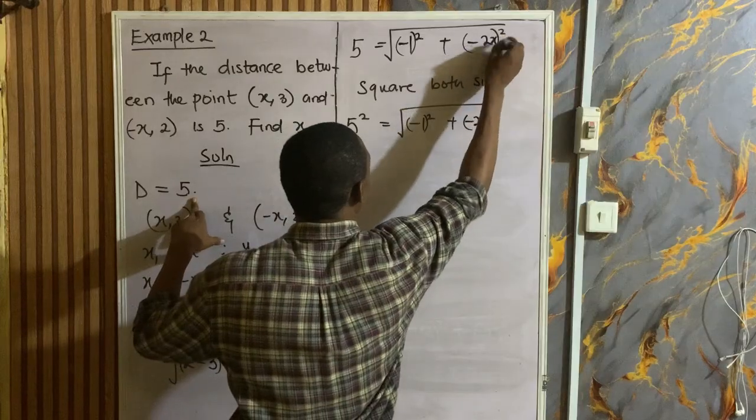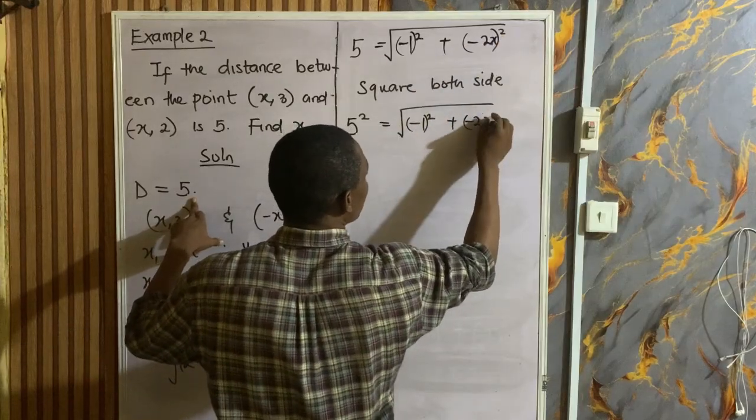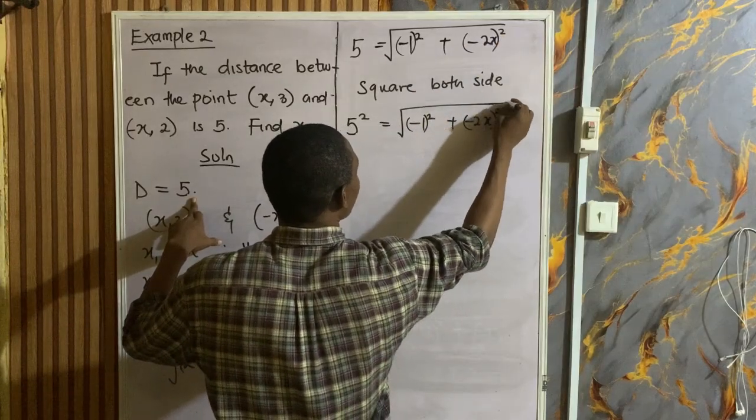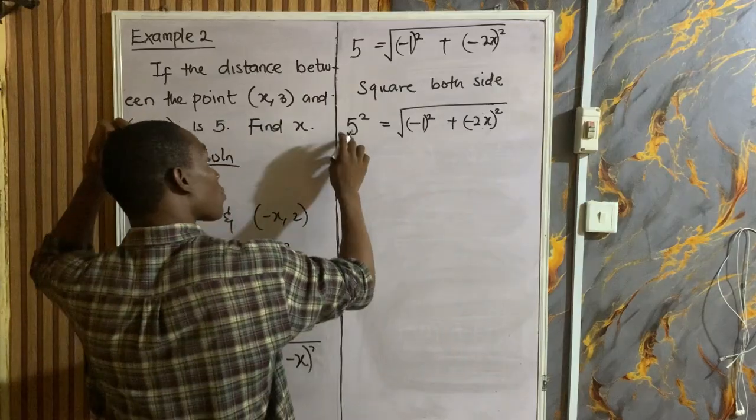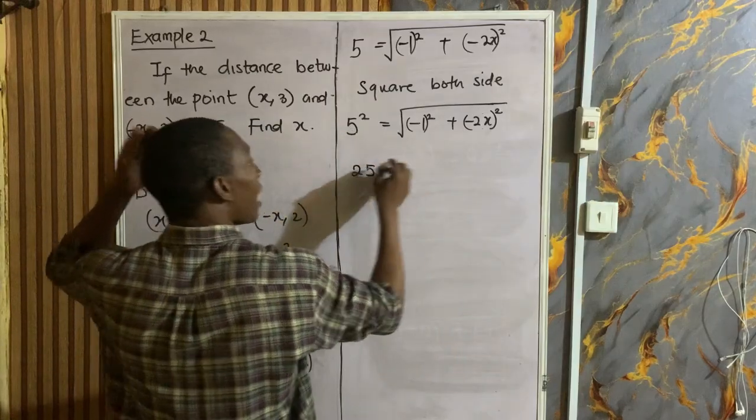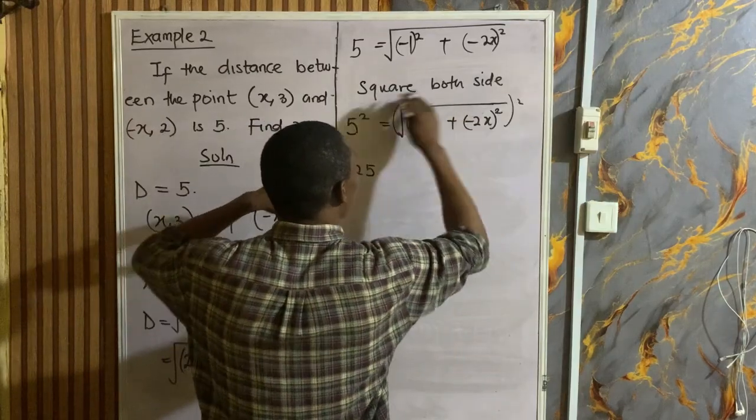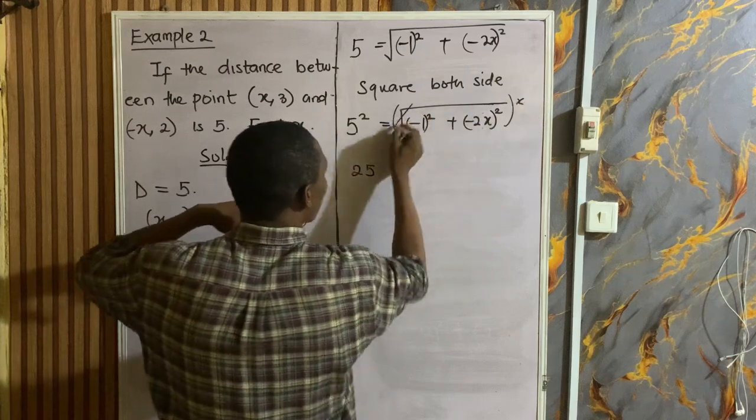2x, please, not 2. 2x squared. And so from here, if you square this, you get 25. And here 2 should be squared also, because I'm squaring both sides. This square will cancel out this square root.